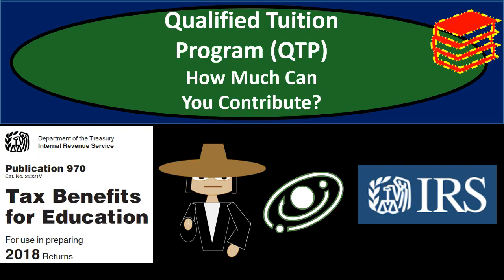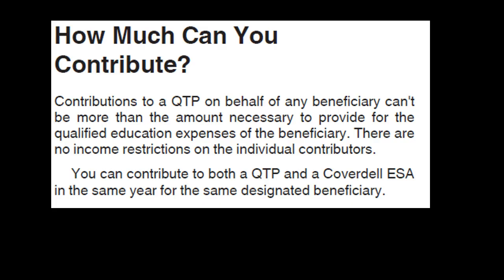In this presentation, we will discuss how much you can contribute to a qualified tuition program, a QTP. This information can be found in Publication 970. How much can you contribute? Contributions to a QTP on behalf of any beneficiary can't be more than the amount necessary to provide for the qualified education expenses of the beneficiary. There are no income restrictions on the individual contributors. So this is going to be really nice. There's no income restrictions on the contributors.